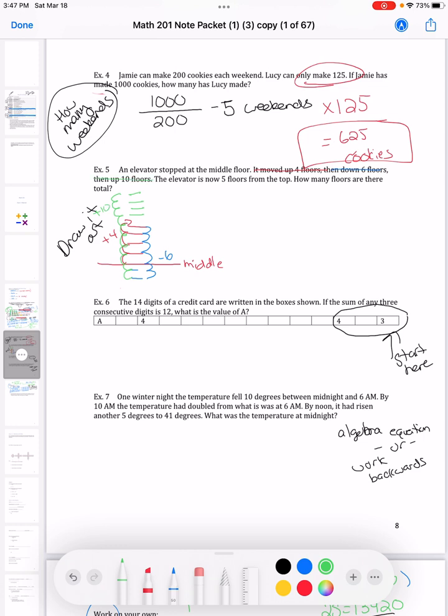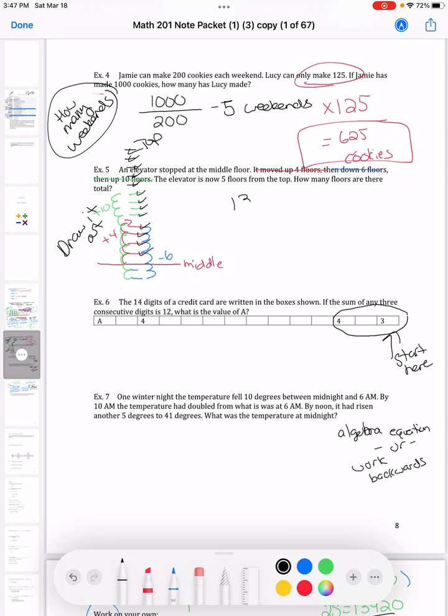The elevator is now 5 floors from the top. So I'm going to do 5. It's going to go up 5 more. So 1, 2, 3, 4, 5, and that's the top. I'm going to see how many floors there are. So we've got 1, 2, 3, 4, 5, 6, 7, 8, 9, 10, 11, 12, 13.